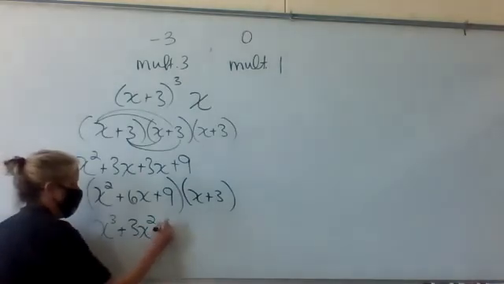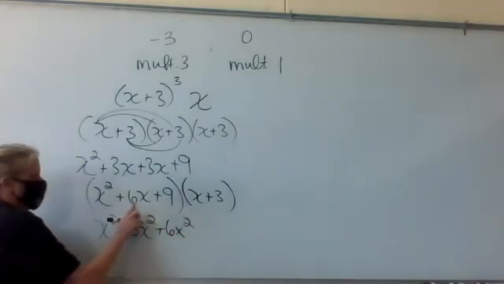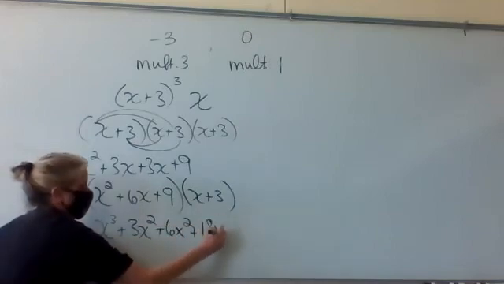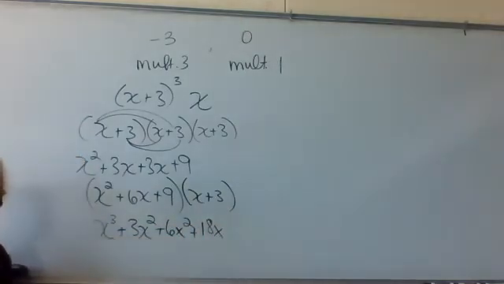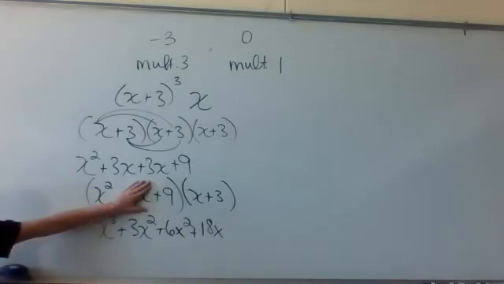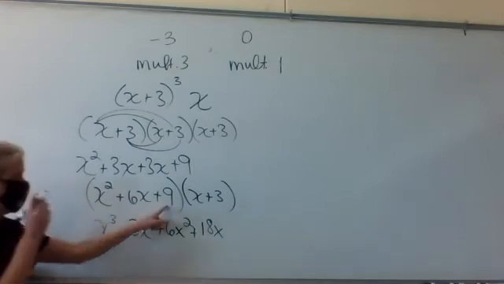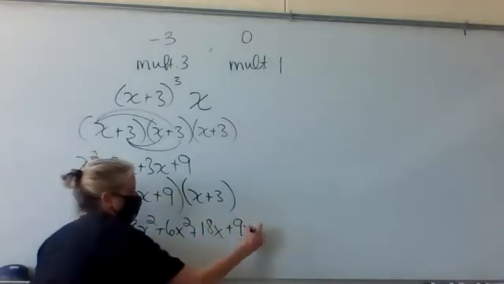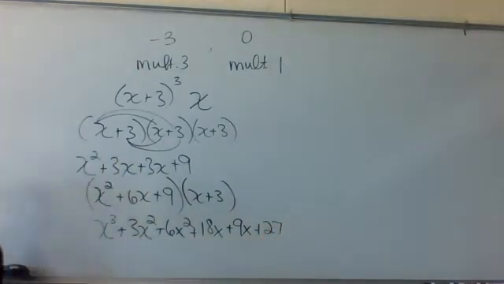6x times x gives me 6x squared. 6x times 3, 18x. So I'm done with the 6x. Now I'll move on to the 9. So 9 times x is 9x, and 9 times 3 is 27.